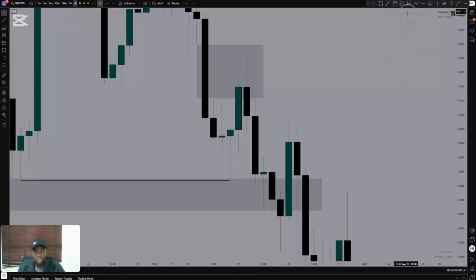So lo and behold, we had turtle soup here, or we had our universal pattern that formed here. It happened here, but the reason why I will not talk about this one is because this happened during the session. And when I'm using this particular entry model, I always use it during the London session. So the London session happened here because on Tuesday, that's where we'll take the trade, of course. We are done on Monday.